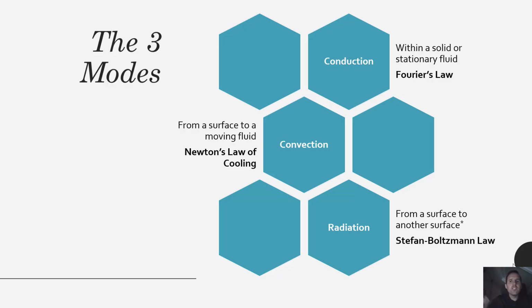So the three different modes of heat transfer are shown here. We have conduction, which is heat transfer within a solid. It could also be a stationary fluid, but it basically just means that the atoms and molecules are moving, but they're kind of bound. There's not a bulk motion there. They're moving, vibrating, translating, but they're basically staying in place.